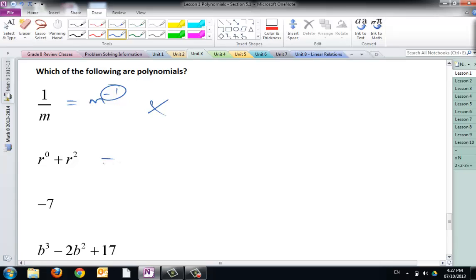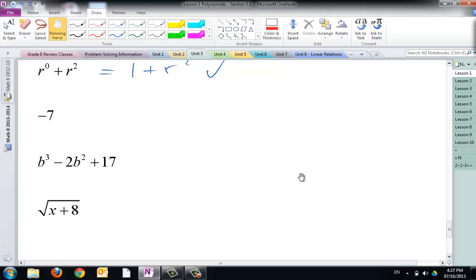We also saw in our last unit that r to the 0 is equal to 1, because anything raised to the 0 power is 1, so it doesn't matter what the value of r is. So that would be 1 plus r squared. That is a polynomial. As a matter of fact, it's a binomial. Negative 7, that qualifies as a monomial, so that guy as well is a polynomial. This is a 3-term trinomial, so that is a polynomial.